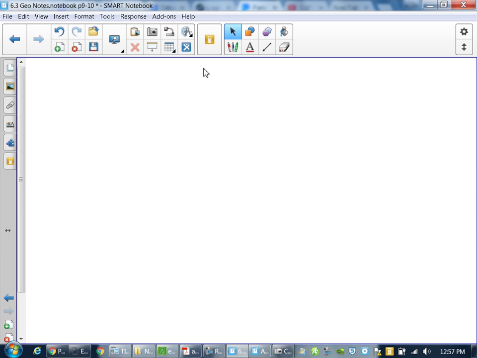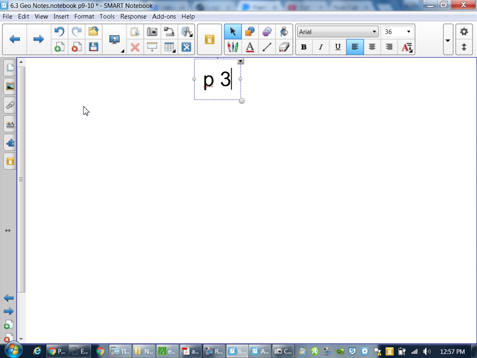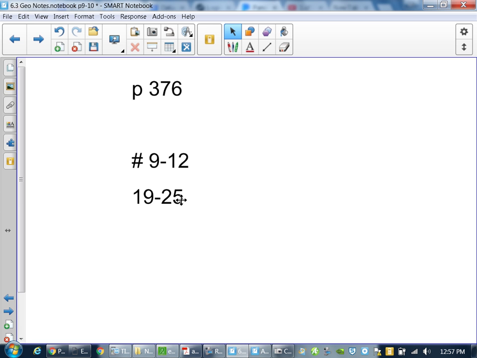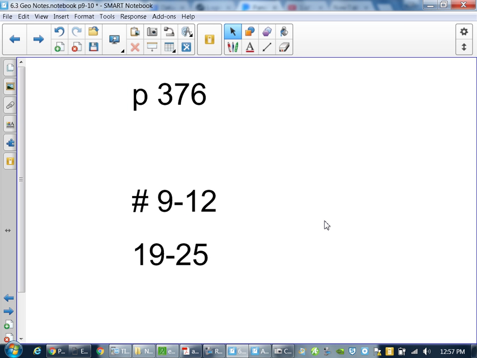Do these. What page was that? Page 376. Do these. Give me a second. I'll post some of them up here so you guys can get started if you don't have your Chromebooks.